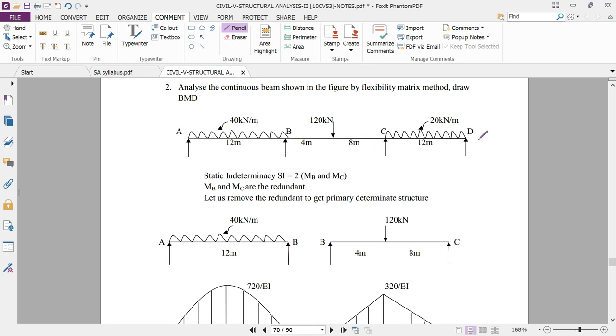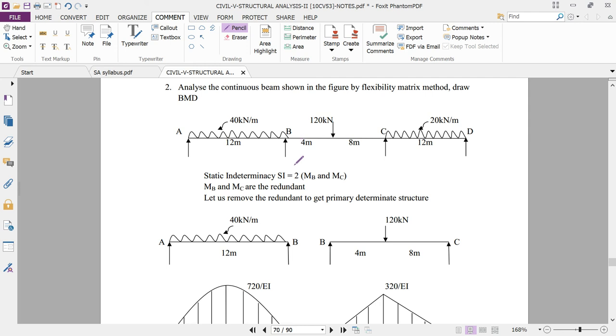A and D are the zero moment. Why here at A and D there will be no moment? Because these are the free supports. But in the intermediate joints, that is at points B and C, there will be a moment, and that cannot be solved by using the conditions of equilibrium. So therefore we have to apply the method of flexibility or a force method to solve this particular numerical.